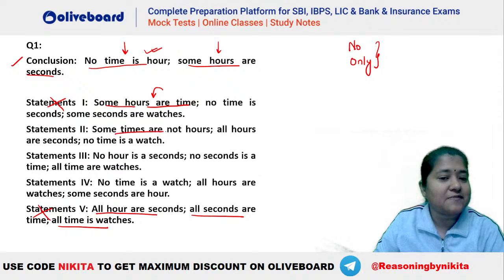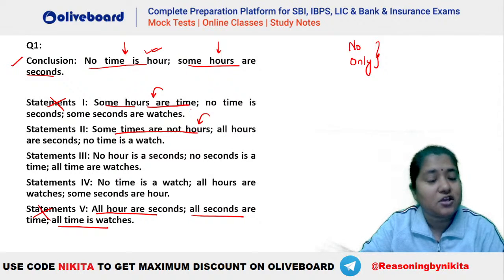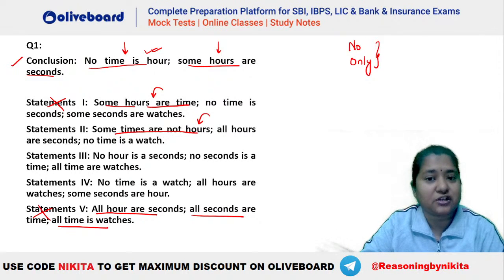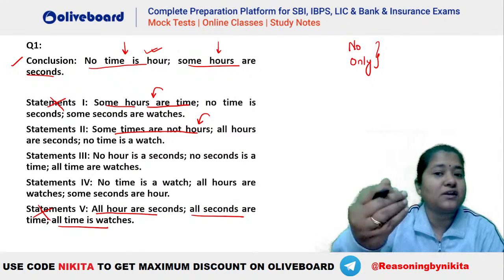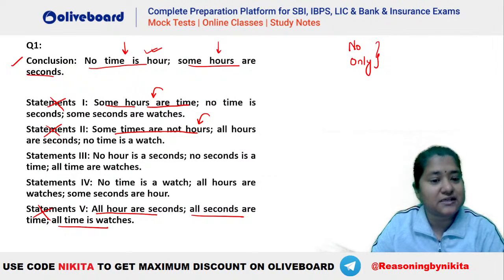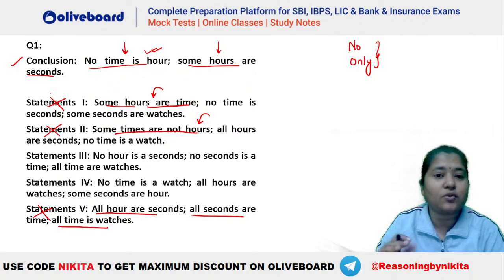Now from sometimes are not are, this is a particular statement, isn't it? This is a particular statement. Sometime is not are. So from a particular, we can never derive a universal negative conclusion, right? So from particular, you cannot have a universal statement. So sometimes are not are, say no time is are cannot be derived. That means statement 2 is also eliminated. So we have already eliminated 1, 2 and 5.